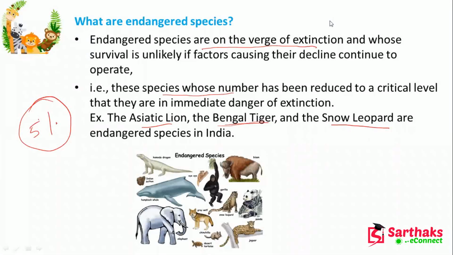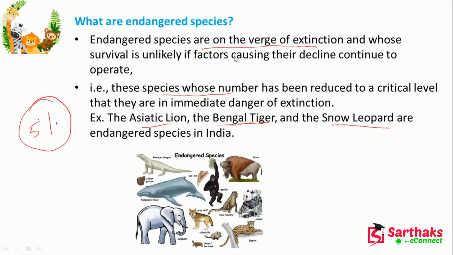So what are endangered species? An endangered species is a species that is very likely to become extinct in the near future, either worldwide or in a particular political jurisdiction. That means they are going to be extinct. Endangered species may be at risk due to factors such as habitat loss, poaching, and invasive species. So we should protect them.